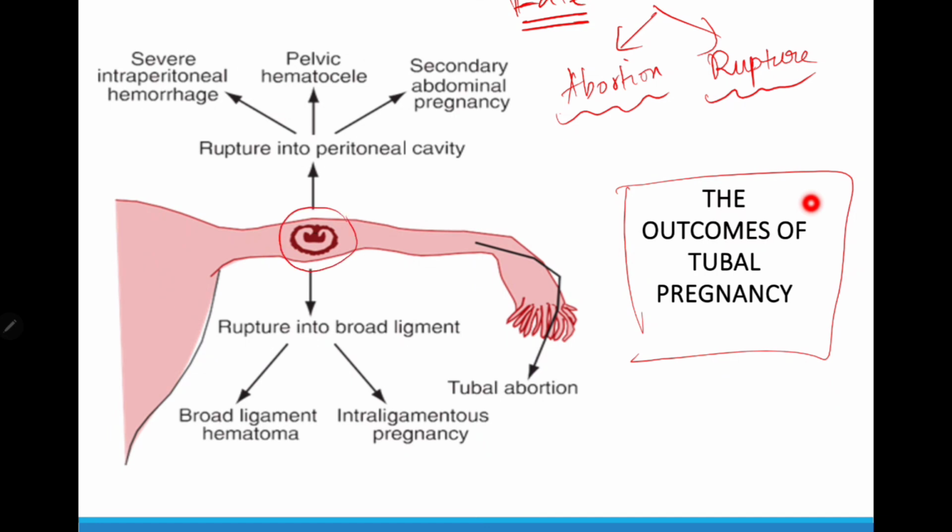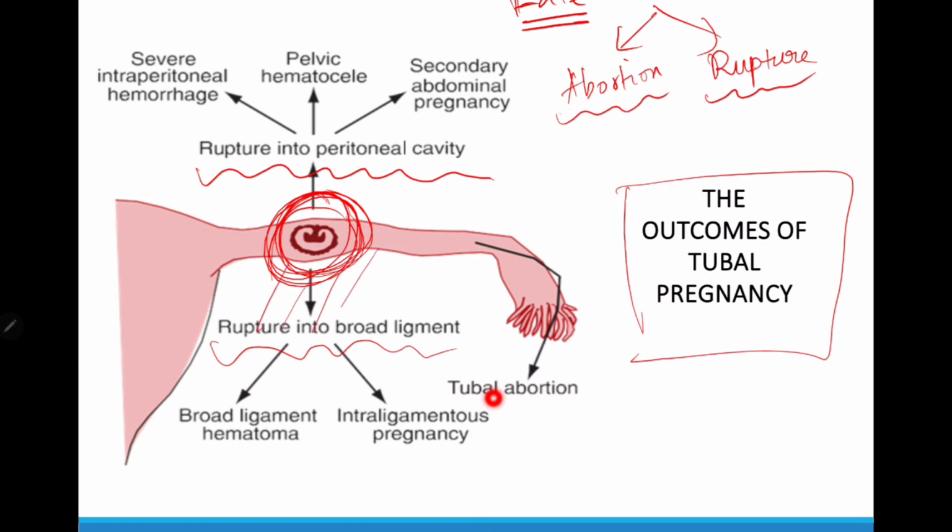Now see, this is a tubal pregnancy, so there is an embryo in the fallopian tube. This zygote in the tubal pregnancy, or this implanted embryo, can either rupture into the peritoneal cavity or it can rupture into the broad ligament. So here you will be having your broad ligaments. It can rupture into the peritoneal cavity or into the broad ligament.